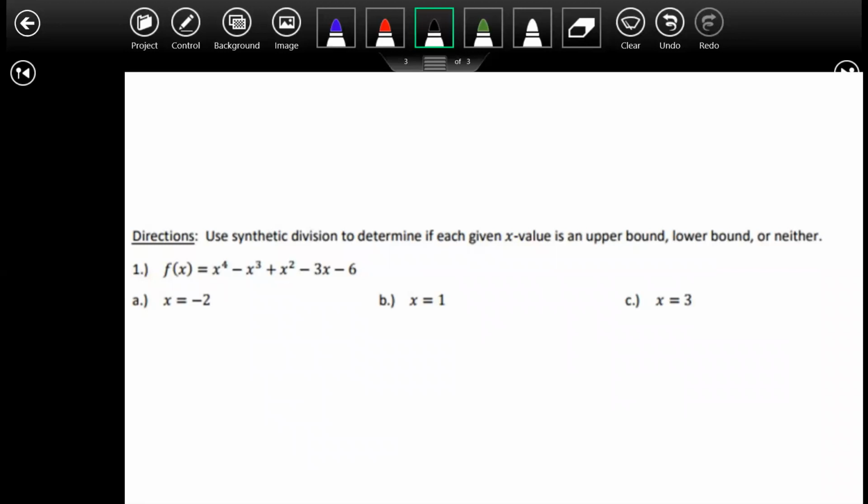Now the first thing we're going to look at is all possibilities of our numbers. We've got to look at all possible zeros, because they're going to help us determine how to choose these values to find the upper and lower bounds. Our possible zeros for this will be plus or minus 1, plus or minus 2, plus or minus 3, plus or minus 6.